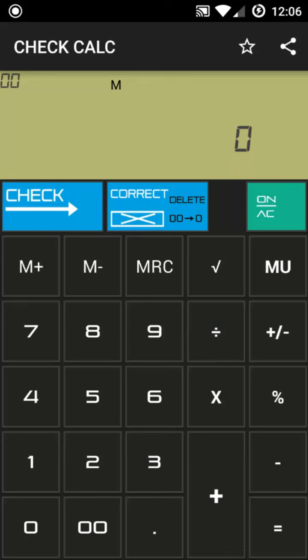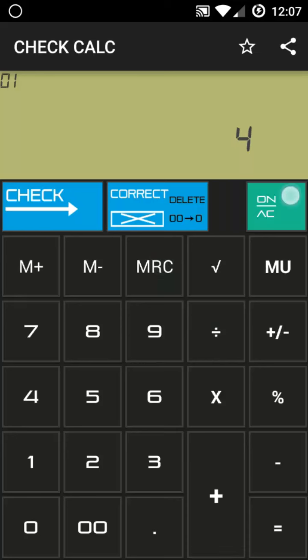Now, we know that the number 6 is in the memory. To add any other number to the memory, say 2 and M plus. Now, previous number was 6. Now you have added 2 to the memory. So if you say memory recall, you will get 8. Similarly, to subtract, you have to use M minus. Suppose you want to subtract 4 from the memory, then say 4 and say M minus. Now if you say MRC, you get 4 because you subtracted 4 from 8.